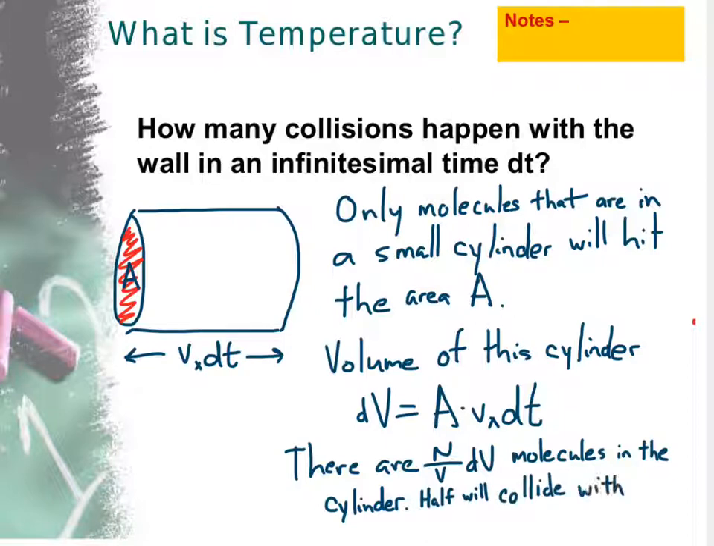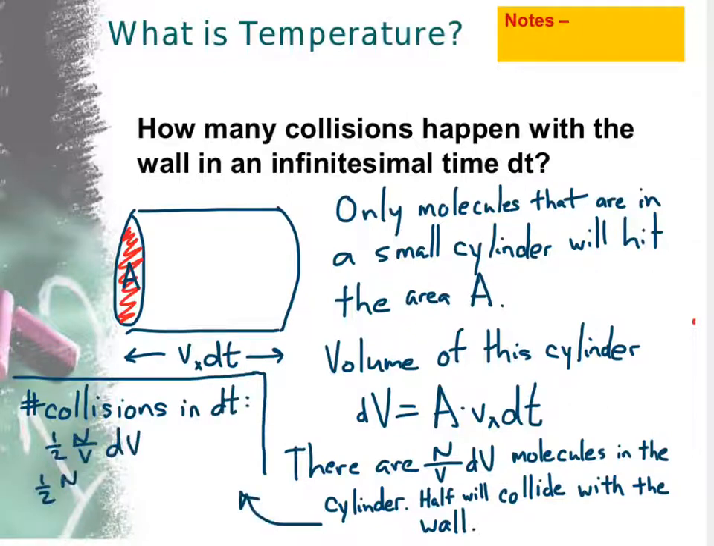And half of those molecules are going to collide with the wall. Remember, I said half because half of the molecules in this cylinder are traveling away from the wall, the other half are traveling toward the wall. And of course, it's only going to be the molecules that are traveling toward the wall that are actually going to collide with the wall. So the number of collisions that's going to happen on this area inside this little time frame dt is going to be 1/2 times N divided by V times dV, 1/2 of the total number of molecules.